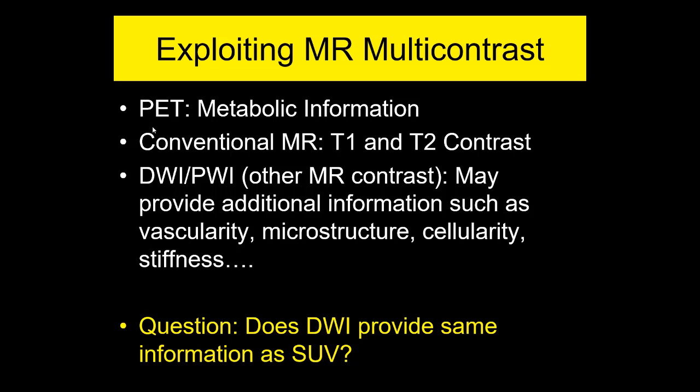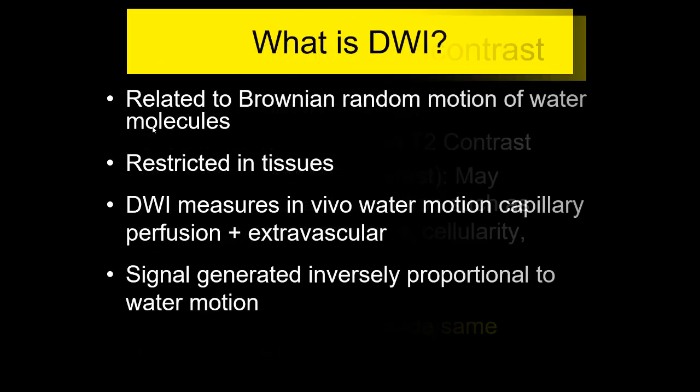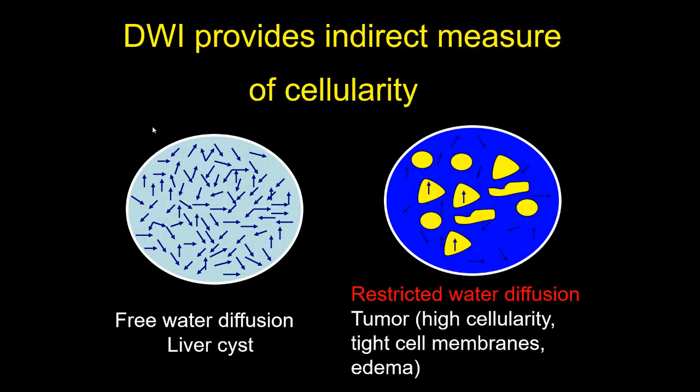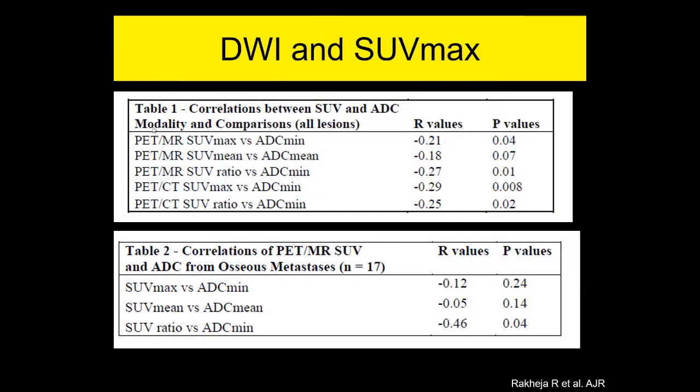So the question that comes up is, does diffusion give the same information as PET? And if so, why would I need to do 2 exams? Why would I do both a PET exam and diffusion if I'm going to get similar or the same information? I'm going to just walk past diffusion images here, but just to show you some data. What this shows you is the correlation between the ADC and SUV max. What we find is that there's a correlation, but the correlation is poor. If there were a perfect correlation between ADC and SUV, then the R value should be -1, right?